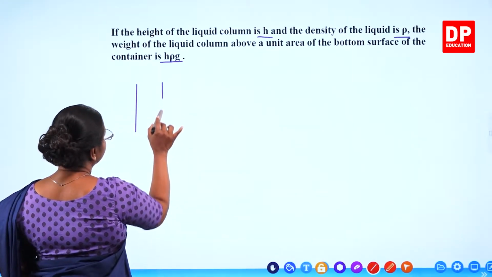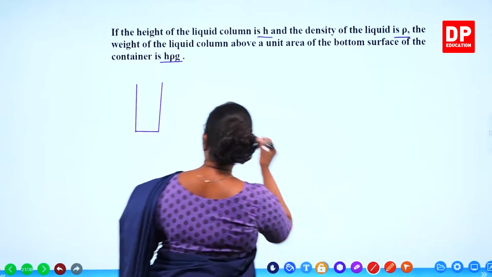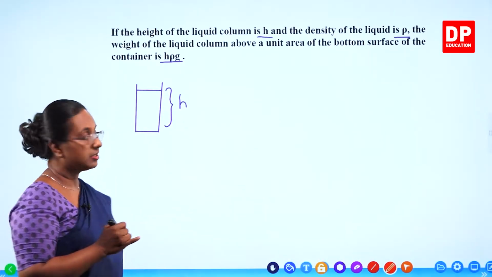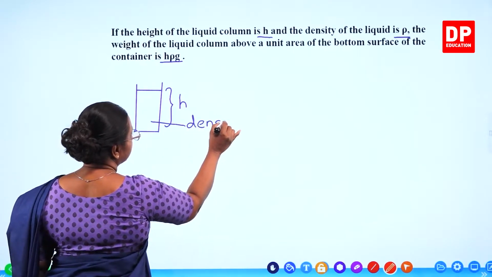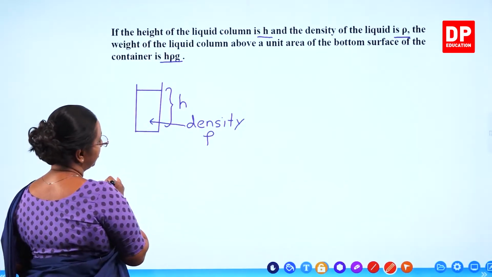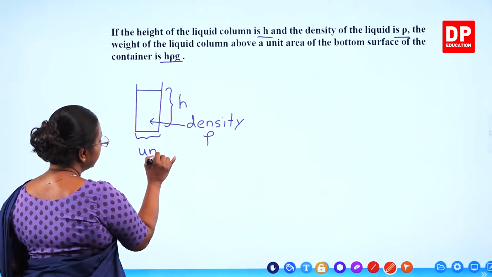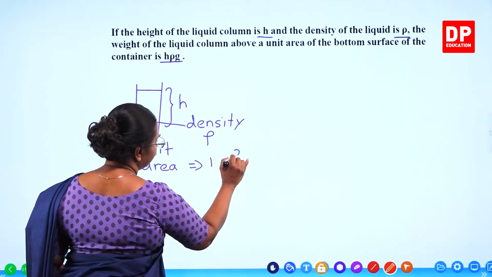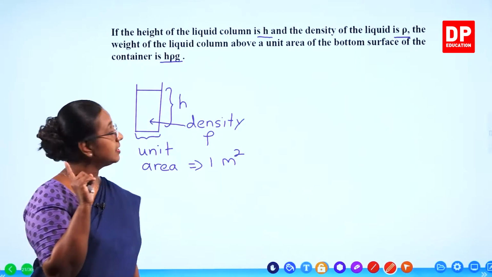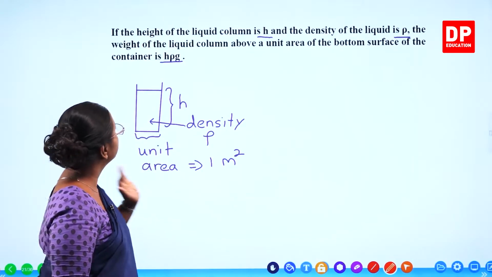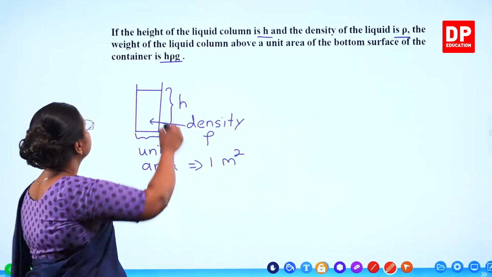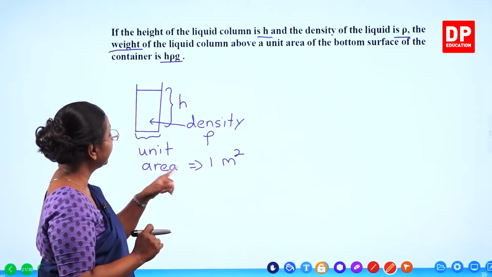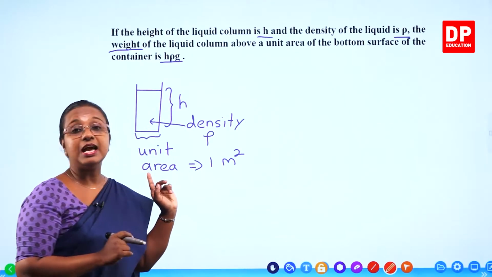Now if we take a liquid column like this, this is the height of the liquid column h, and the density of the liquid is rho, and this area is a unit area. So we will take it as 1 meter squared. So that is a unit area, 1. From this, before we calculate the pressure, we calculate the weight of the liquid column. So here, what are the values given to us? The height of the liquid column, the density is given, and they have said the area is a unit area.